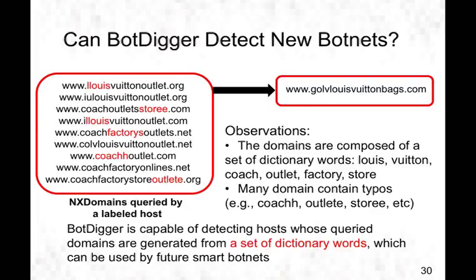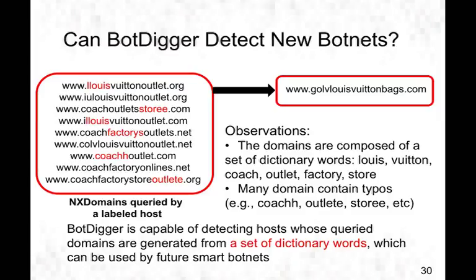From this figure, we can see the left ones are the domains detected by BotDigger. And there are some typos there. So my guess is they try to avoid the legitimate registered domains. And then they give us the right one for the CNC domain. But actually, it is not a CNC domain.